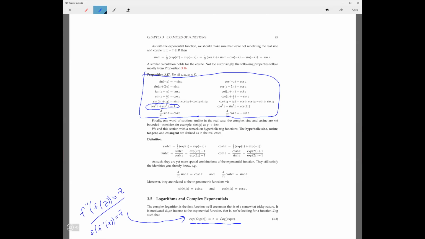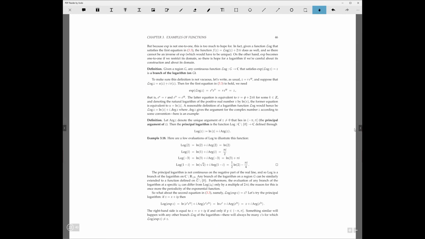Okay, so the logarithm is the closest that we can come to an inverse of the complex exponential. There is a major problem with that, but maybe it's not so much a problem as just an interesting feature. The logarithm being the inverse of the exponential function: first of all, the biggest problem with the exponential function is that it's not one-to-one.